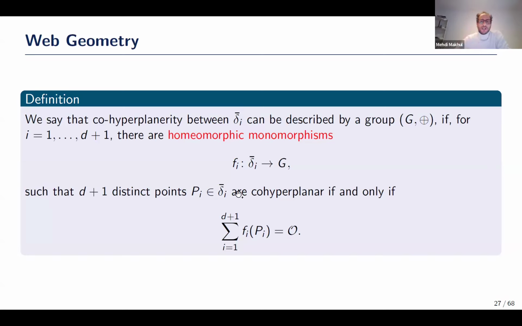there exists a parametrization, let's say, from each of these delta i bars, such that d plus 1 distinct points, one from each component, are co-hyperplanar if and only if the sum of their images in the group equals the identity element.